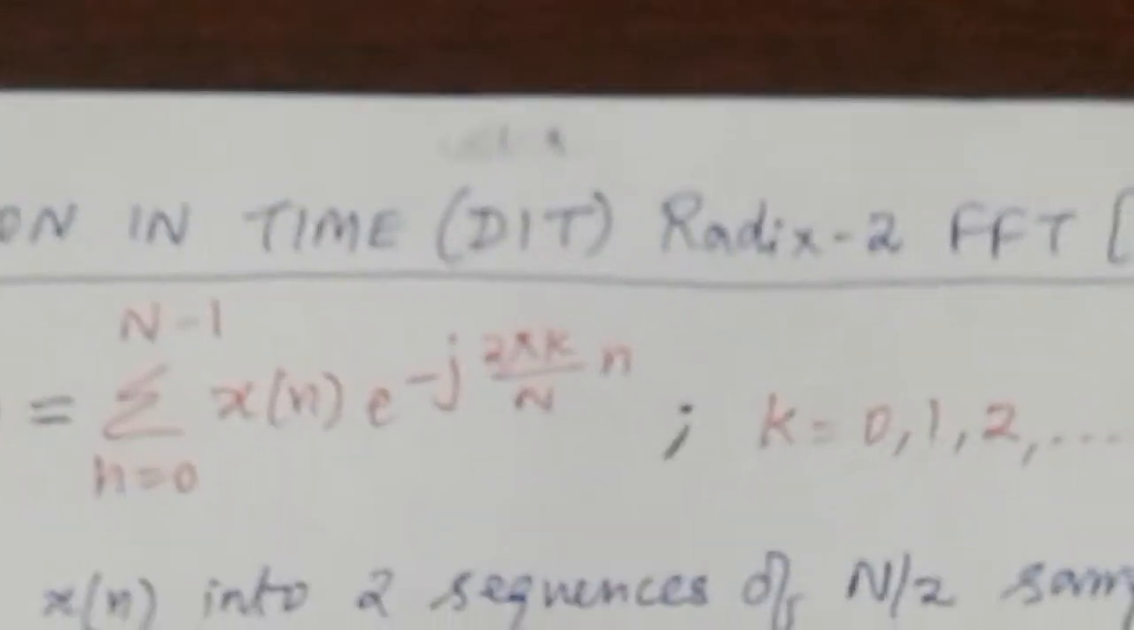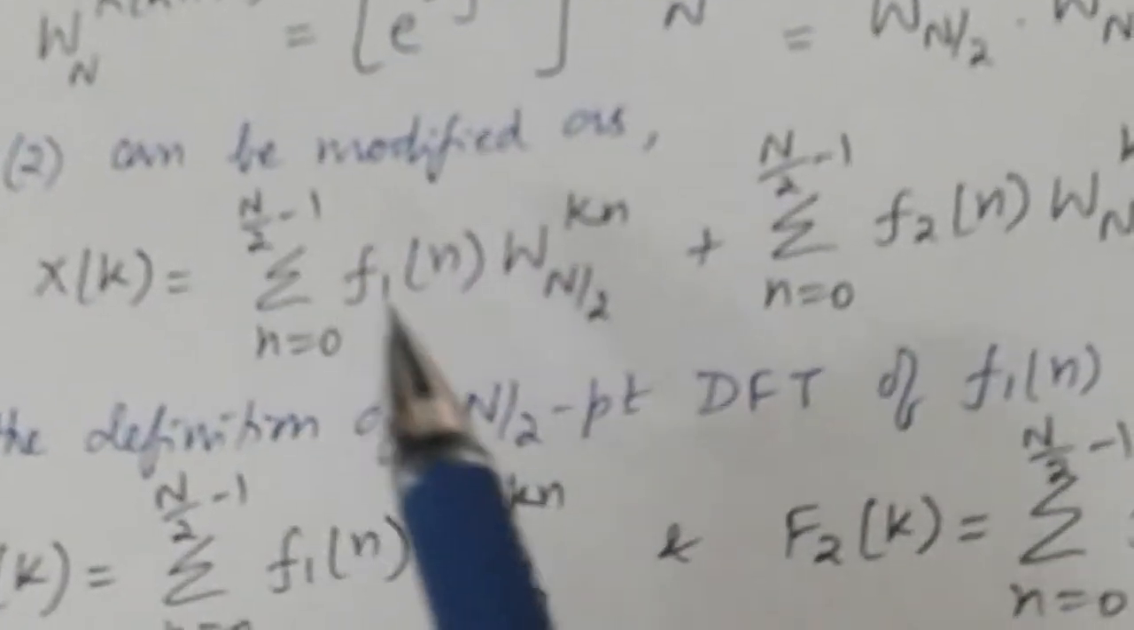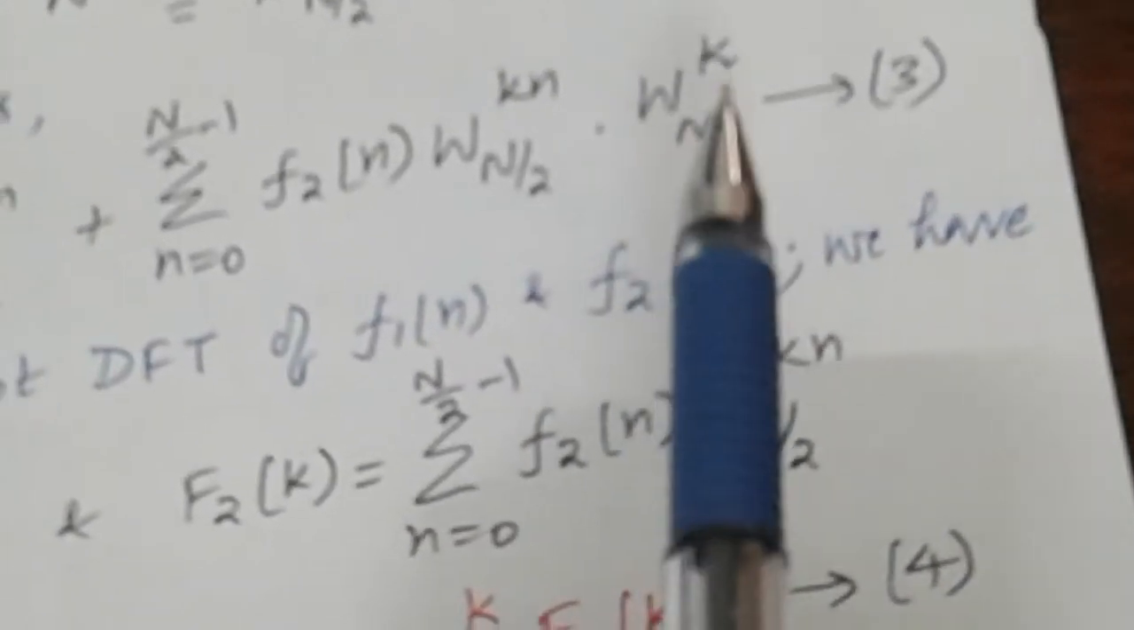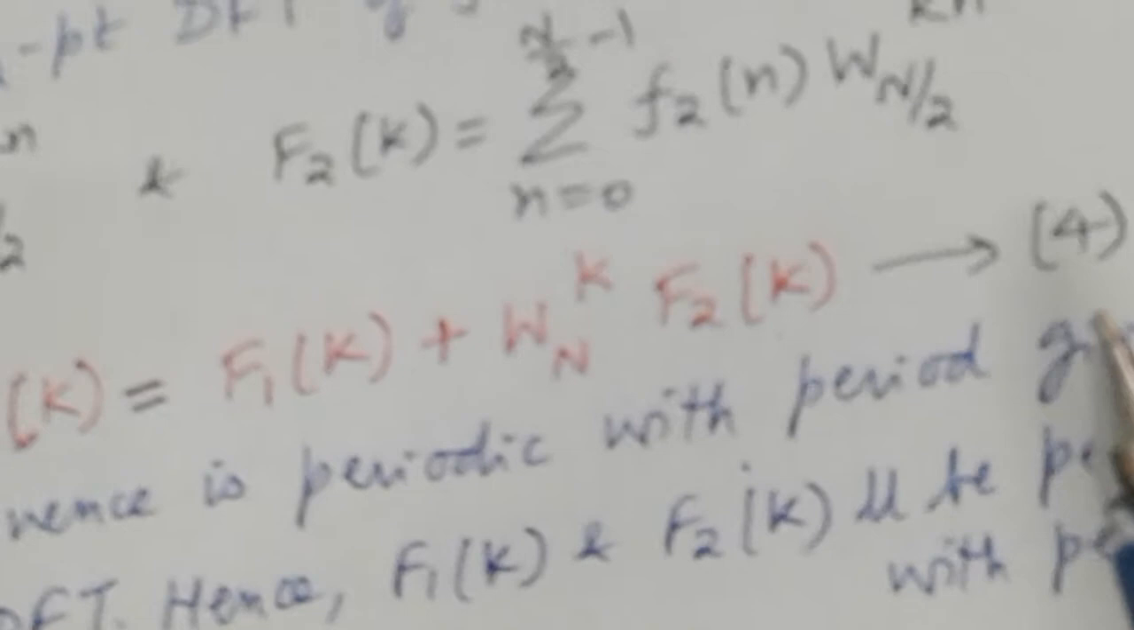If it is an N point DFT, as we already saw, it is 0 to N minus 1. So N by 2 point DFT means it is 0 to N by 2 minus 1. So substitute this and this in equation number 3. We can replace, so this becomes f1 of k and this becomes f2 of k. One extra multiplication factor is W N power k. So equation 3 now becomes X of k equal to f1 of k plus W N power k f2 of k. We can call it equation number 4.